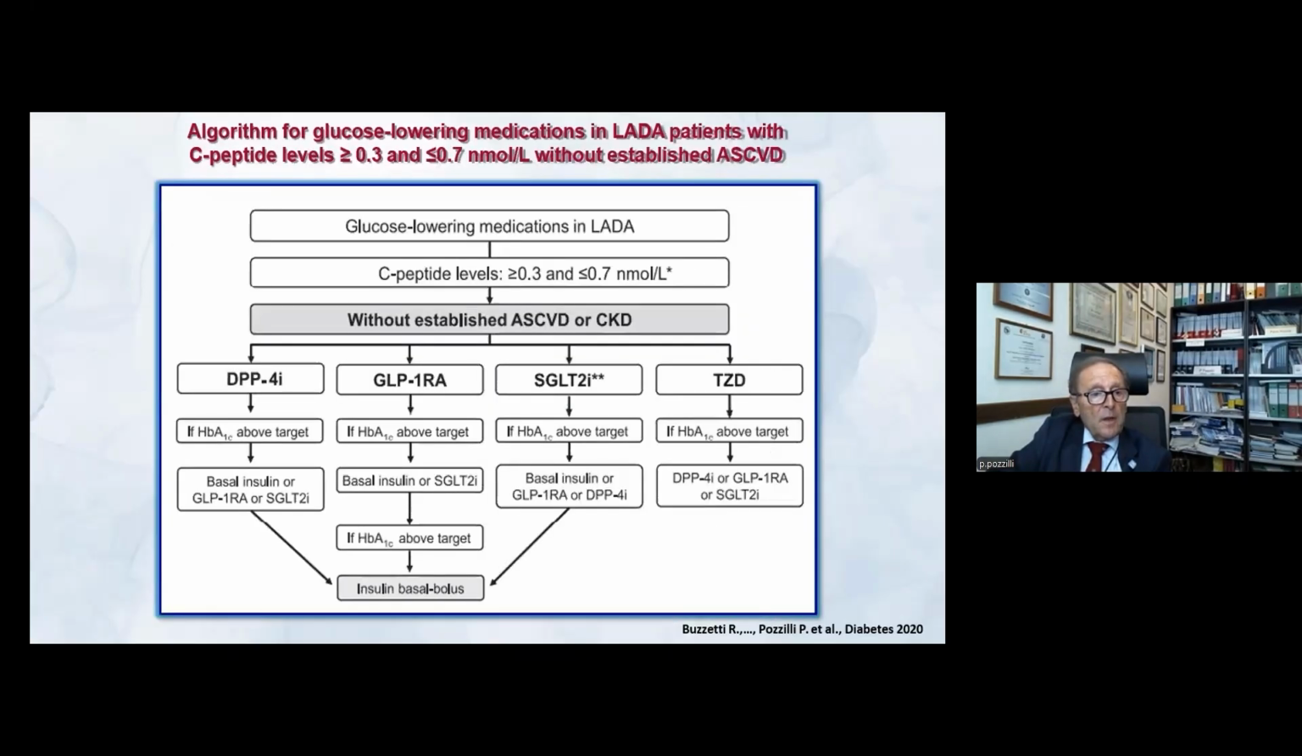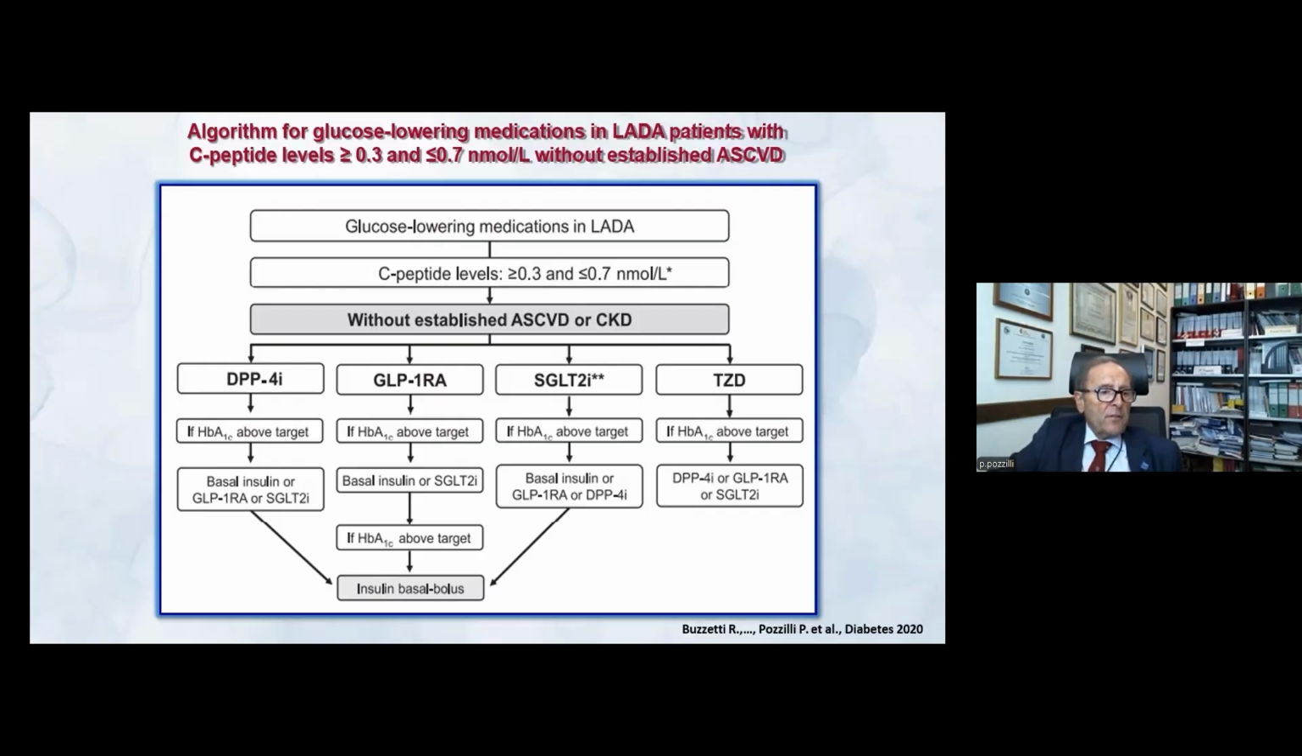also in patients that have LADA. Now, in patients that have a C-peptide between 0.3 and less than 0.7 without cardiovascular or kidney disease, this is what you should consider. And you have the DPP-4, the GLP-1 RA, the SGLT2, and TZDs, which are all fine to be given to patients with LADA.